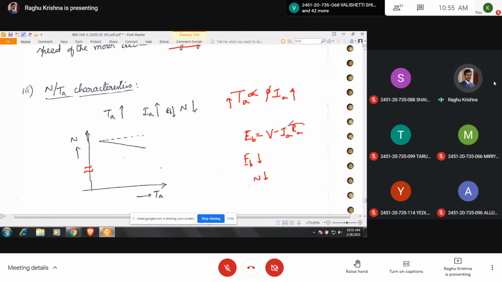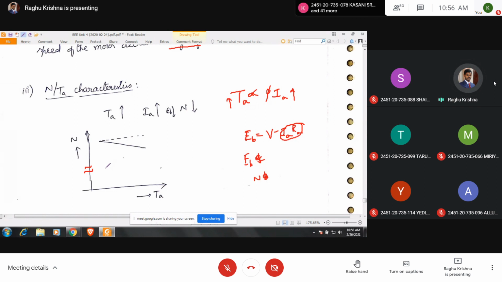Suppose this is neglected, then EB will be constant, N will be constant. So here it is shown with dotted lines. If you consider the values of IaRa, the speed slightly reduces. Actually, the reduction in the speed is very less. So here I have taken breakpoints. There are more values, but in order to show the curve clearly, I have taken only a few values, with more values at this point. I have removed all the values between these in order to show the curve clearly.